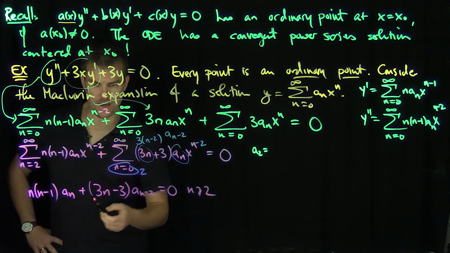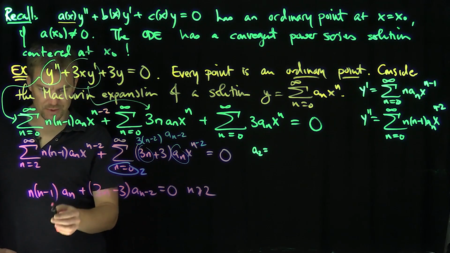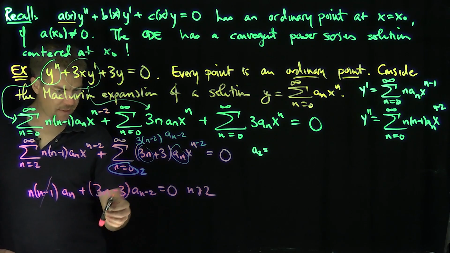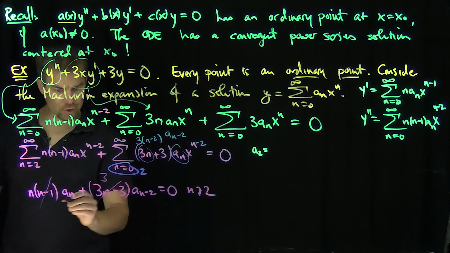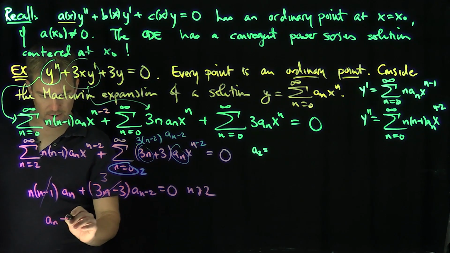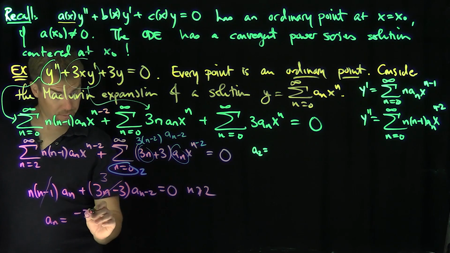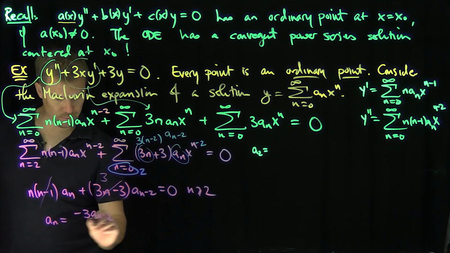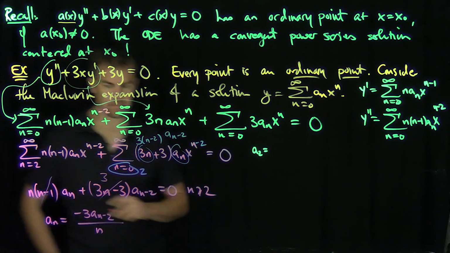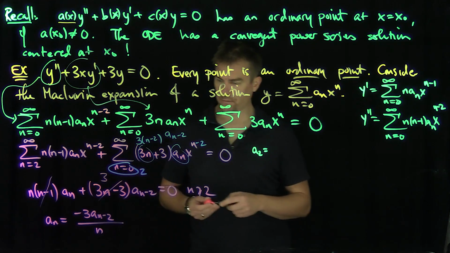Excellent. And so now, of course, what will happen? So now the n minus 1 is going to cancel. That's an n minus 1 over here, and this is an n minus 1 times 3, so that's going to turn into a 3, right? And so our conclusion now is that a_n is equal to negative 3 a_{n-2} over n, like that. That's much nicer. Excellent.